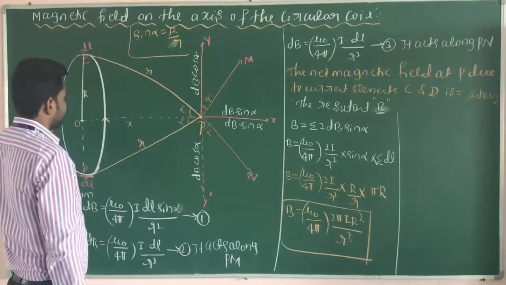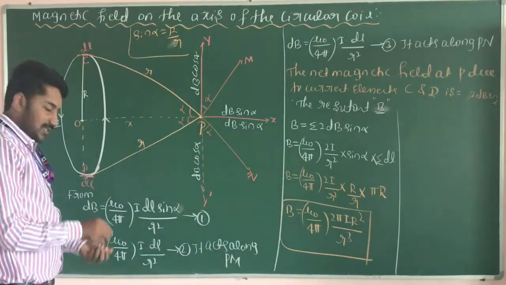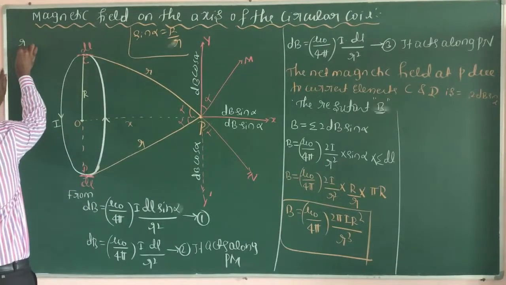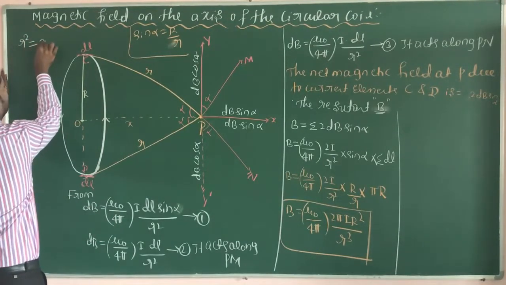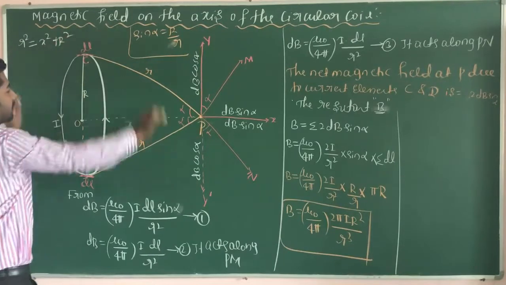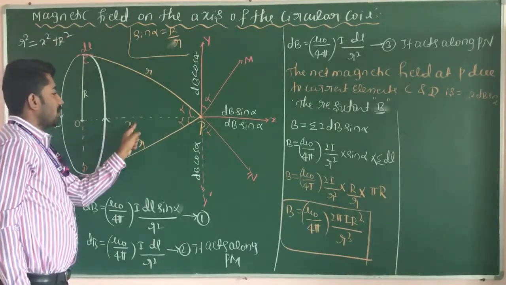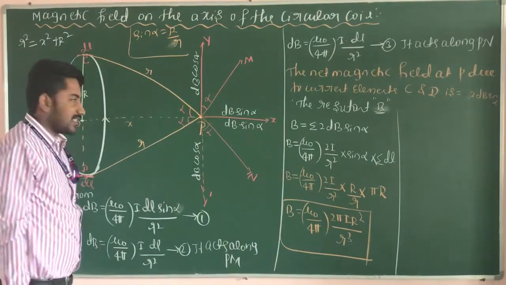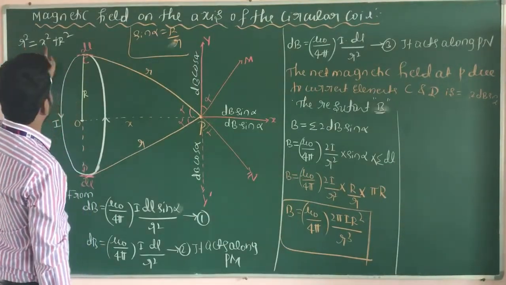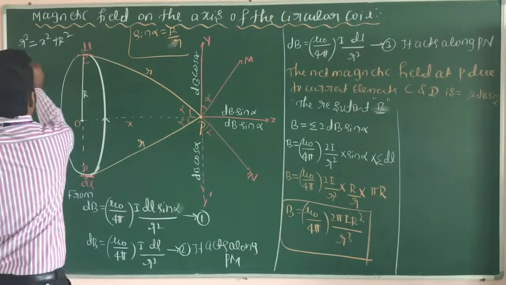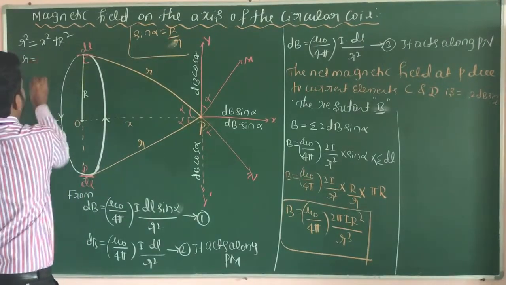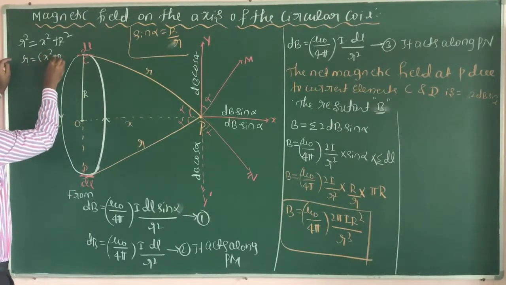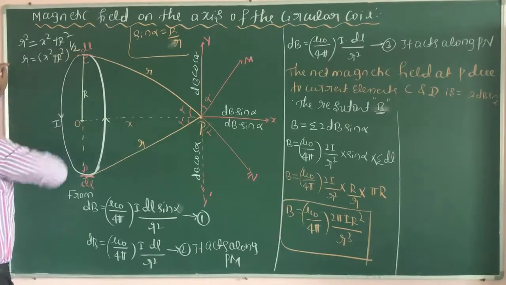From this diagram, for this triangle, when you are applying the Pythagoras theorem, you get this value. R square is equal to x square plus r square. So R is equal to x square plus r square whole to the power of 1/2.